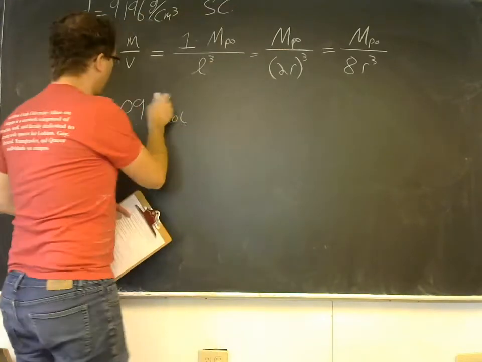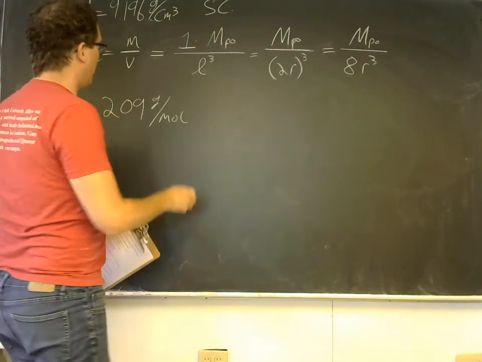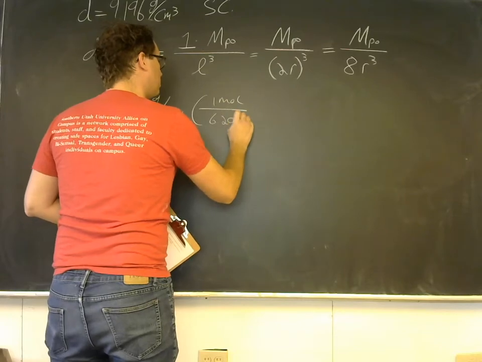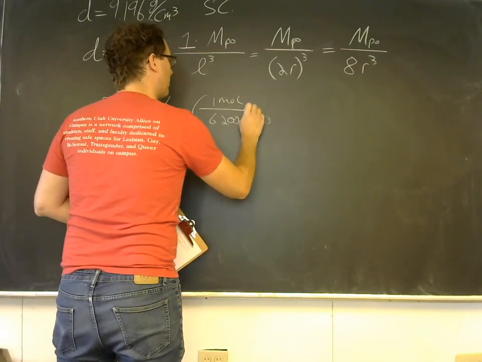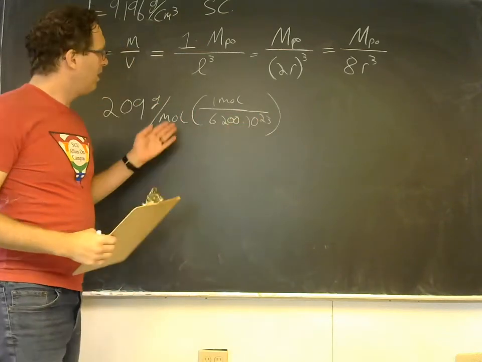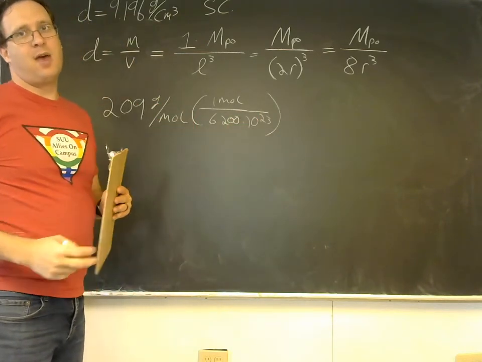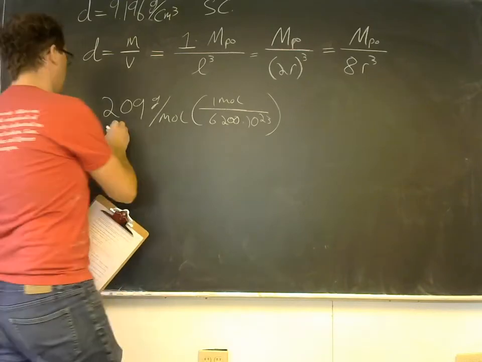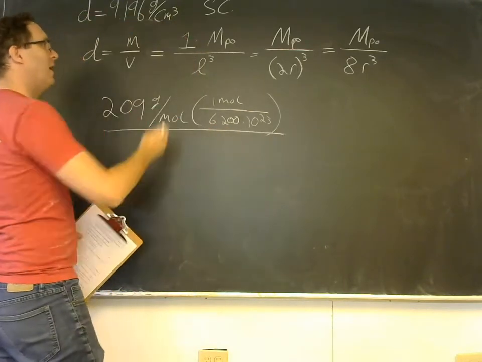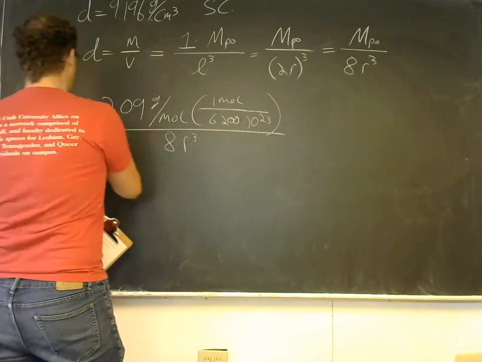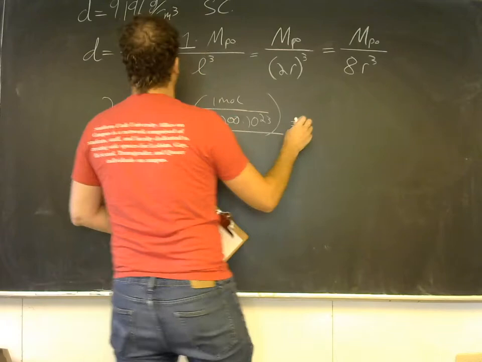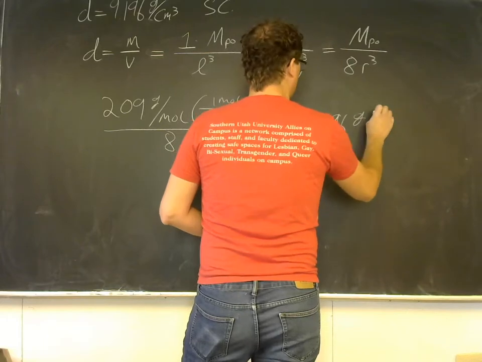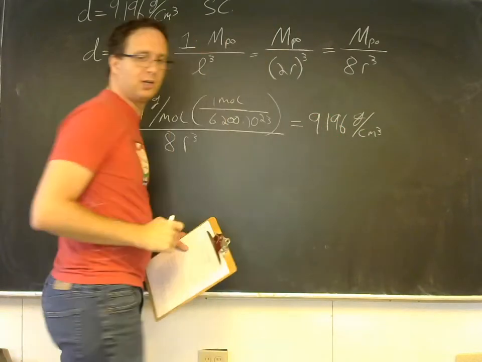Now this is the mass for a mole of polonium atoms. And we know that 1 mole is 6.022 times 10 to the 23rd individual polonium atoms. Because remember, we're looking at a single unit cell, or in other words, a single polonium atom, not a mole of atoms. So that is the mass. We'll divide it by 8r cubed and set that equal to our density of 9.196 grams per centimeter cubed.